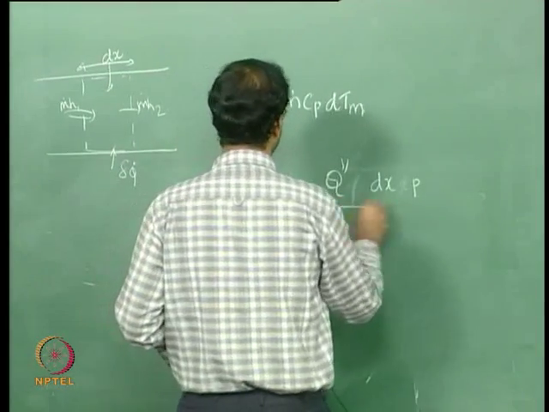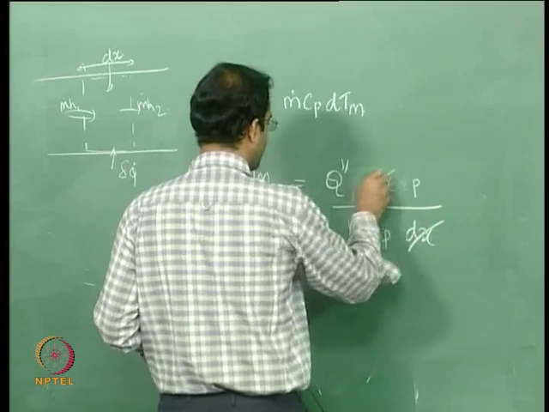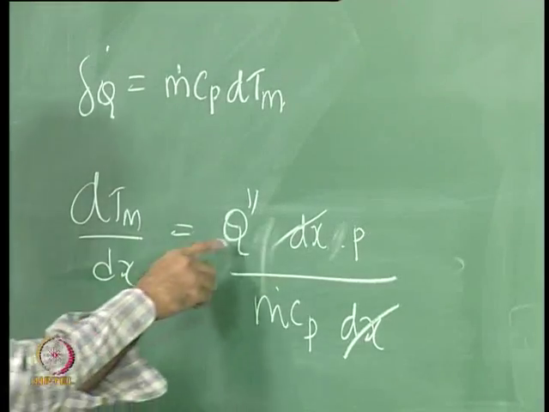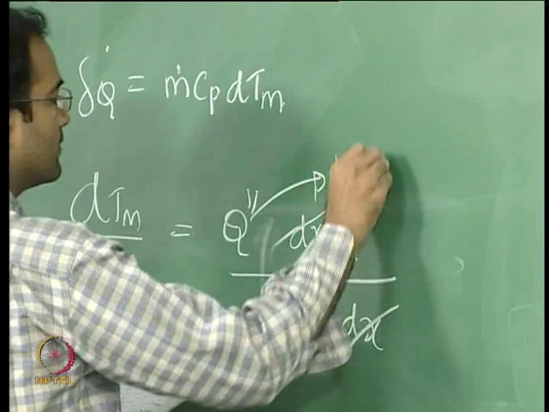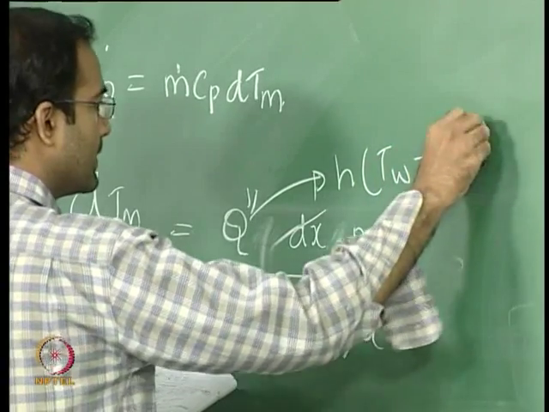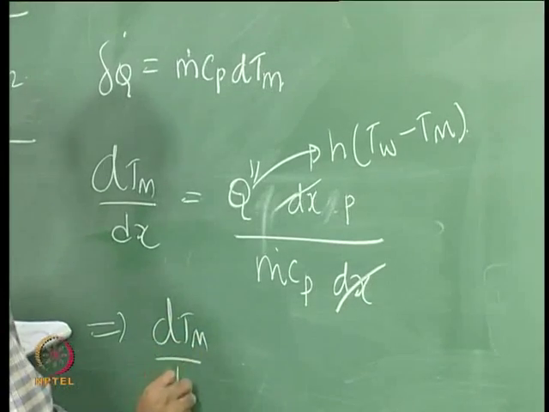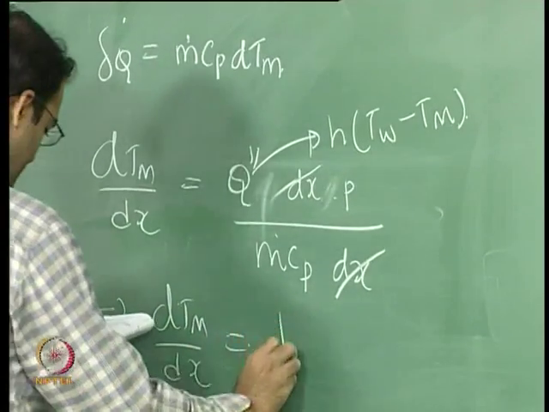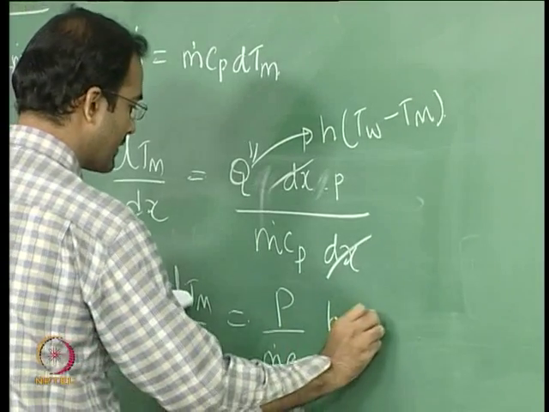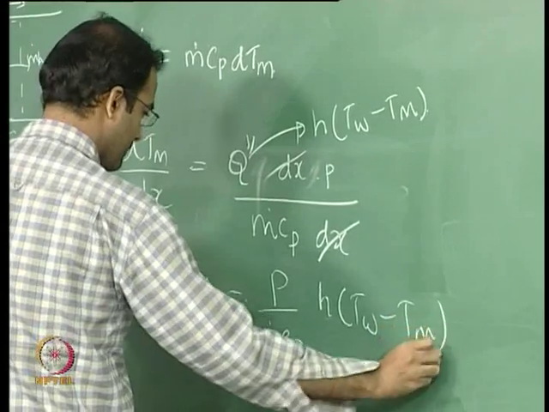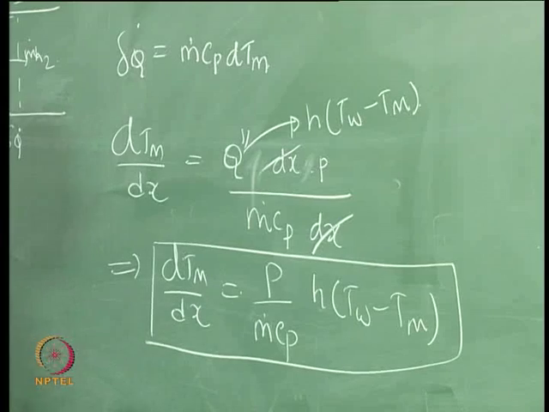This will be divided by m dot Cp, and of course you are dividing by dx, so dx and dx cancel, and now for your Q double prime you can apply Newton's law of cooling and write this as h into T wall minus T mean. Therefore you have dTm by dx equal to P by m dot Cp, where P is your perimeter, into h into T wall minus T mean. So this is the expression coming out of the simple energy balance that you are doing.